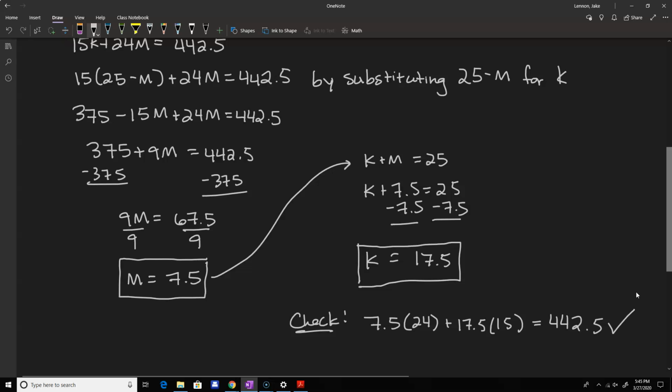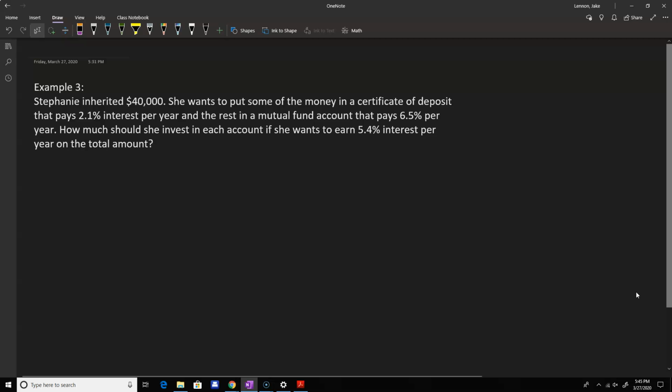Okay, let's do one last example. This is another one where we have Stephanie putting money in two different accounts. One is a bit safer, typically averaging 2.1% interest, and one is a little bit riskier, but she expects 6.5% interest. And if she wants an anticipated earnings of 5.4%, what is that going to be? So again, let A be the amount in the 2.1% account, and B be the amount invested in the 6.5% account.